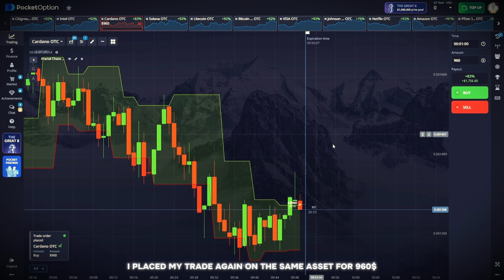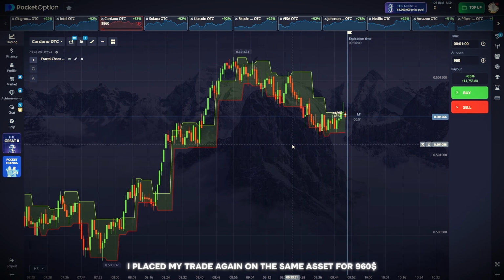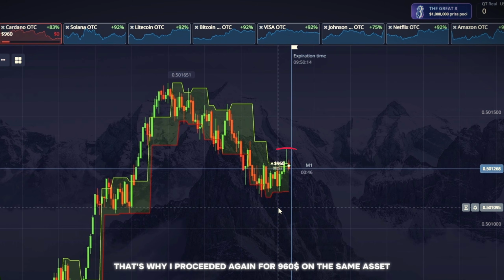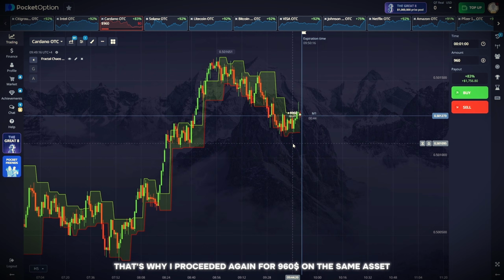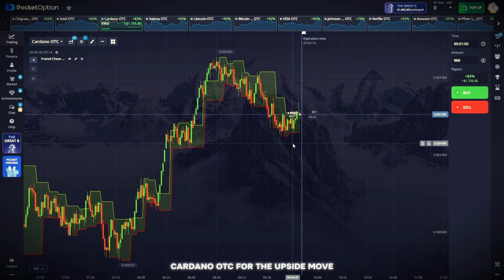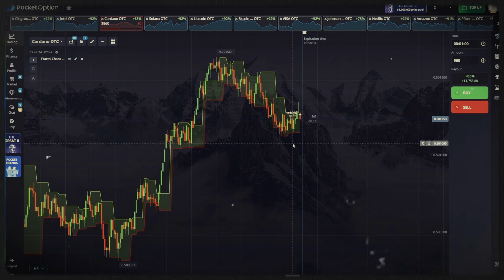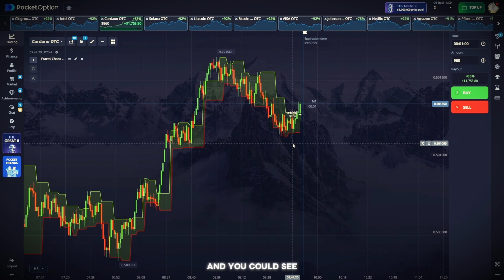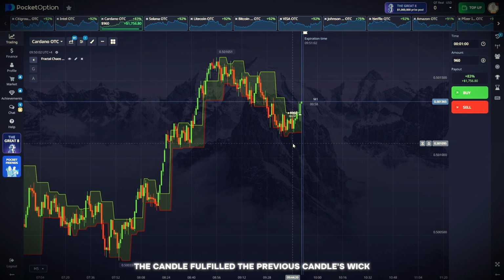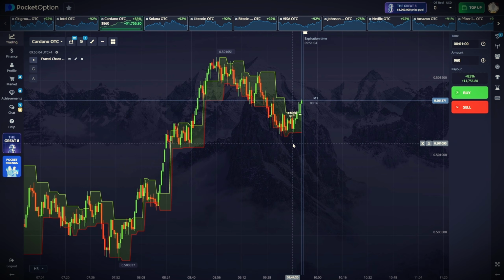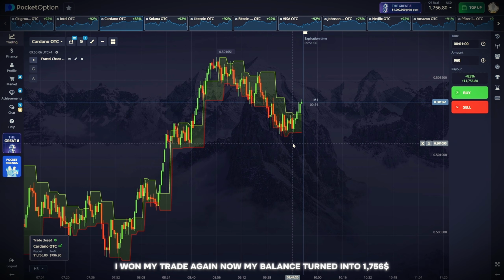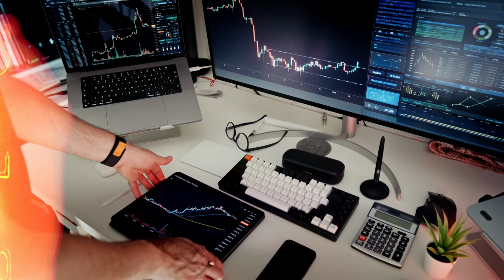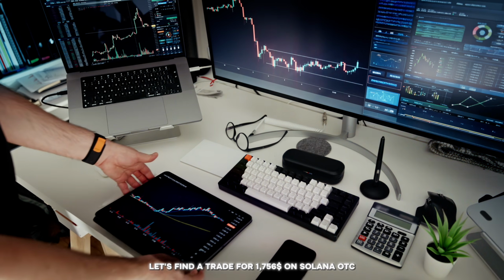I placed my trade again on the same asset for $960 as the candle had left a huge wick. That's why I proceeded again for $960 on the same asset, Cardano OTC, for the upside move. The trade was going in our favor, and you could see the candle fulfilled the previous candle's wick. With only a few seconds left, I won my trade again. Now my balance turned into $1,756.